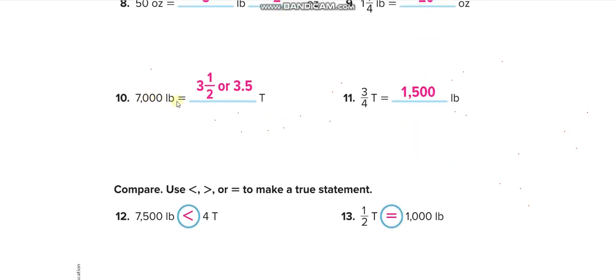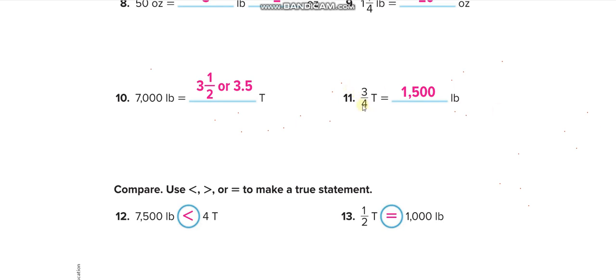7,000 pounds divided by 2,000, 3.5. Three quarters of a ton: if you divide the ton into 4 parts, okay, if 1 ton is 2,000 pounds, each part will be 500, and if you take 3 parts, it will be 1,500 pounds.